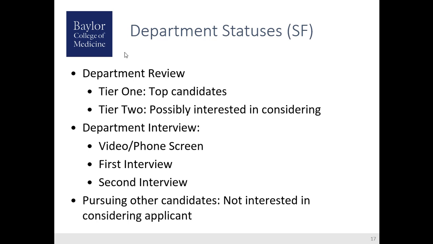Once you've begun looking at your applicants, then you can start moving them to department interviews. So if you know you want to start with a video or phone screen, and then once you're done there, you can move them to first interview or second interview. So it's just a way for you to keep track of where your applicants are in the applicant flow.